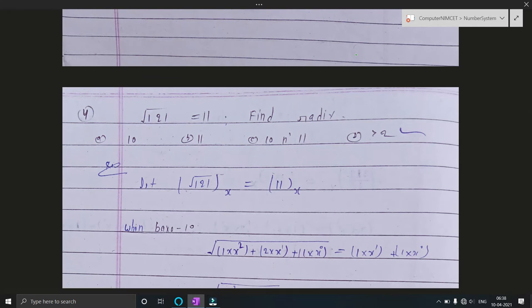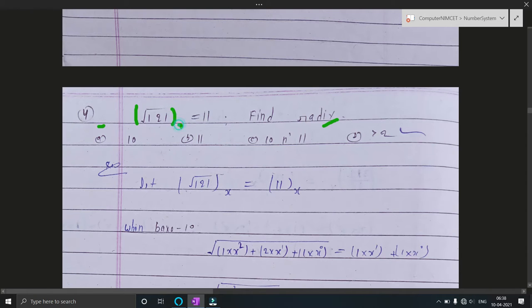So in our previous video we were solving some previous questions, so let's take that series forward and take another question. This is question number 4. Square root of 121 equal to 11, and find the radix. Here again we need to find the base. We don't know the base, and we have to find out in which base this equation is true.